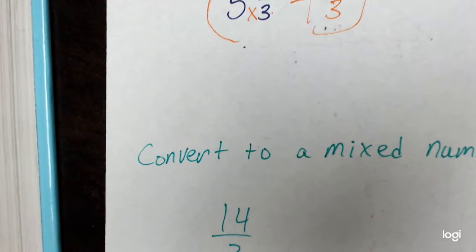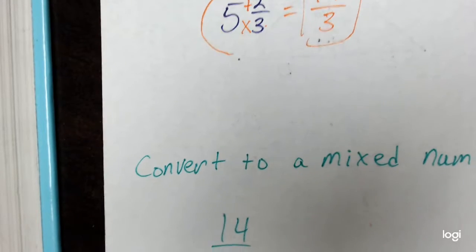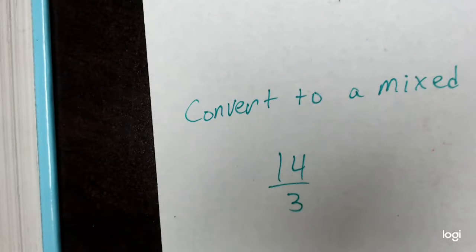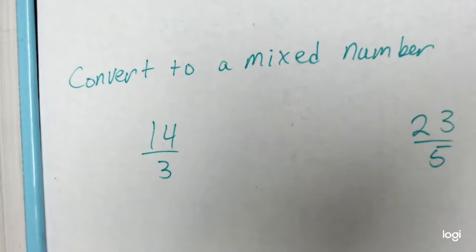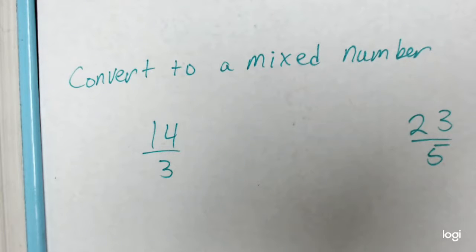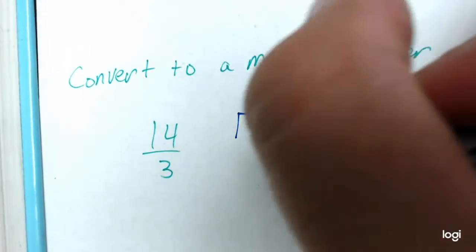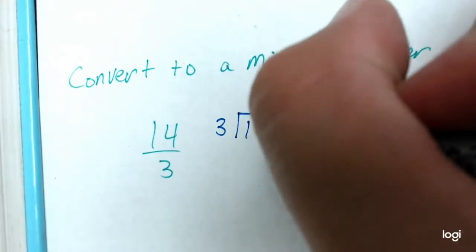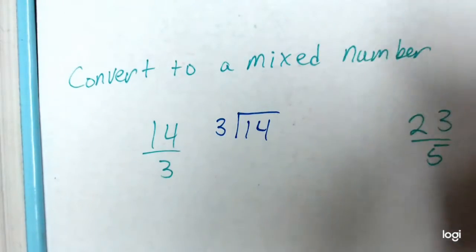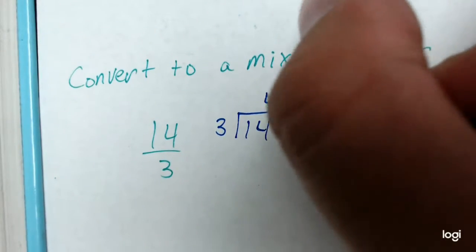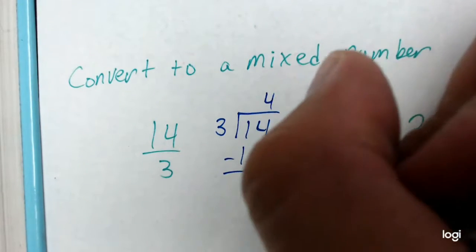All right. Now let's talk about how we convert to mixed numbers. So I have 14/3. I need to convert it to a mixed number. What I'm going to do is remember that fractions are the same operation as division, and I'm going to create a division problem. Right? Now, I'm going to see how many times 3 will go into 14. 3 goes into 14 4 times. 4 times 3 is 12. Then I have 2 left over.